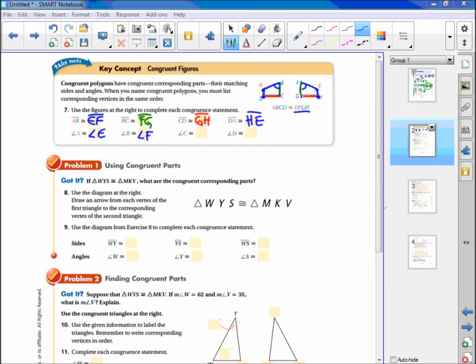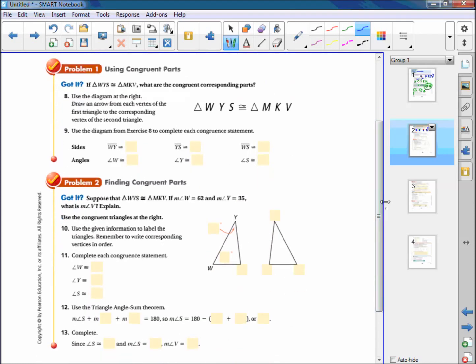Angle C is the same as angle G. And then the last one, D and H are the same. So angle H. All right, our first problem on this, using congruent parts.